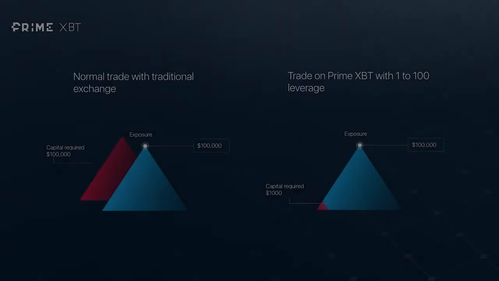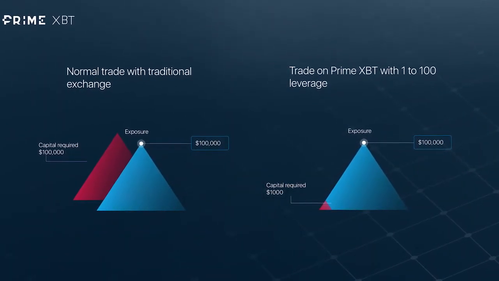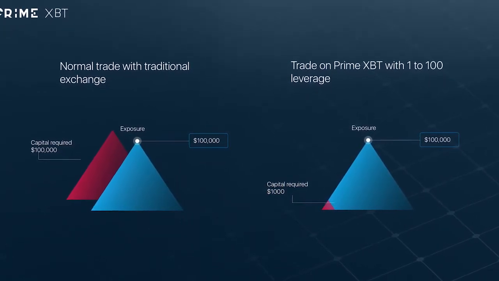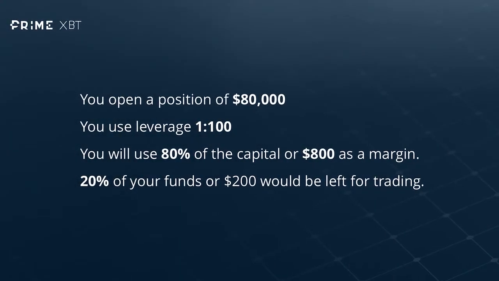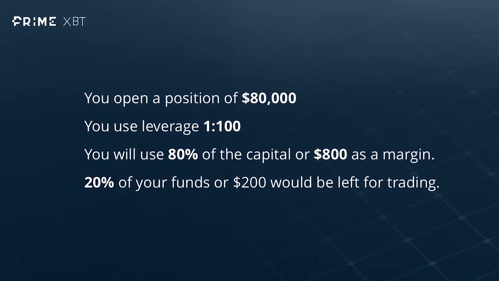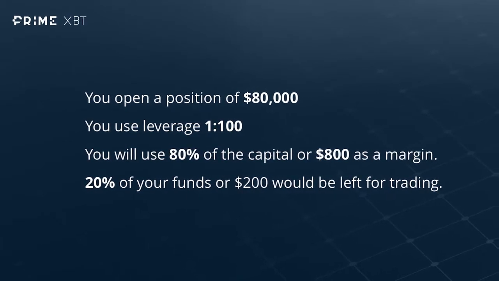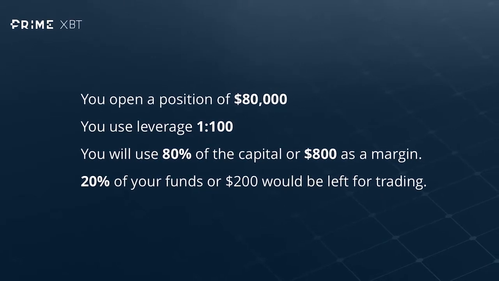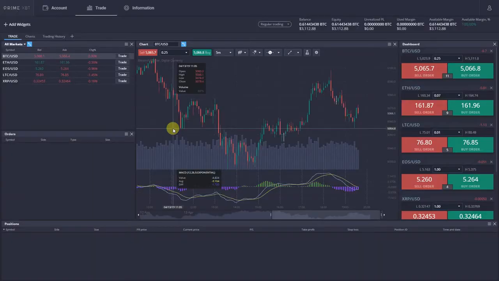For example, if your trading account has a Bitcoin balance equivalent to $1,000, you can open a maximum position of $100,000 using leverage of 1 to 100. If you open a position of $80,000, you will then use 80% of the capital, or $800, as margin. At the same time, you will have 20% of available funds left, or $200. You can also open a much smaller position and utilize only a small portion of total available trading power. This is how traders can control their margin levels.